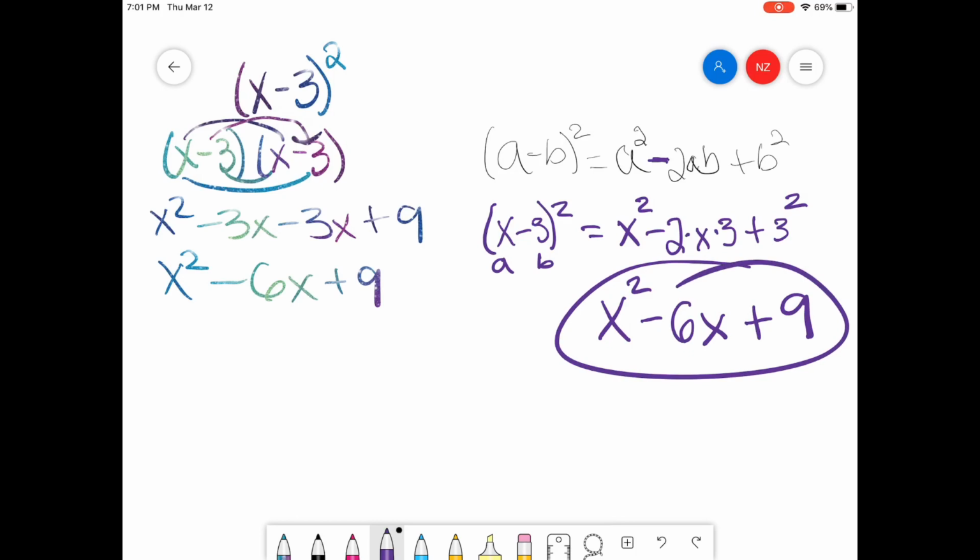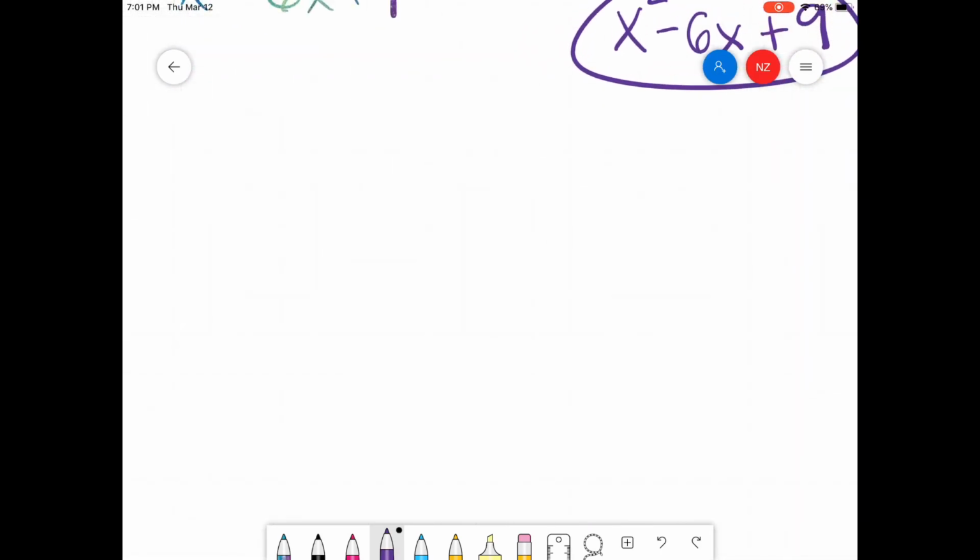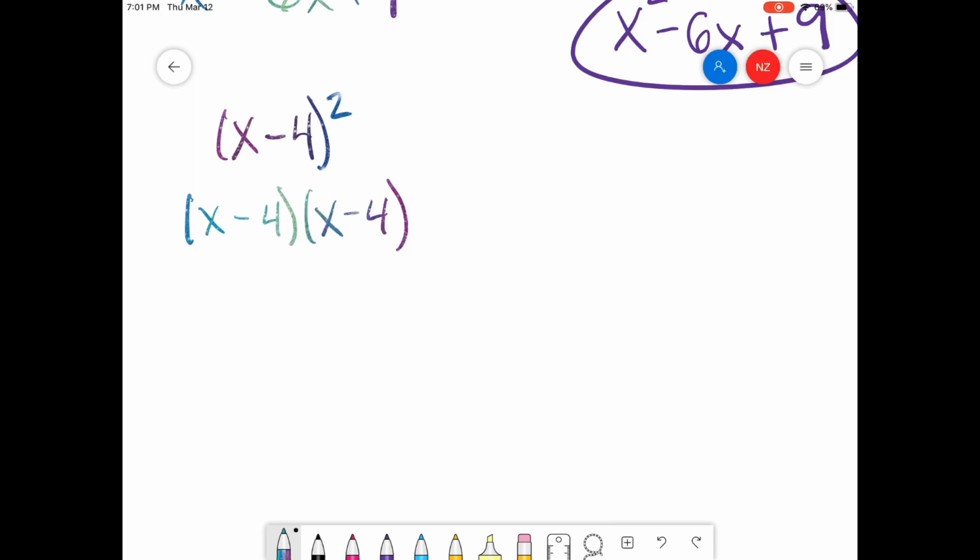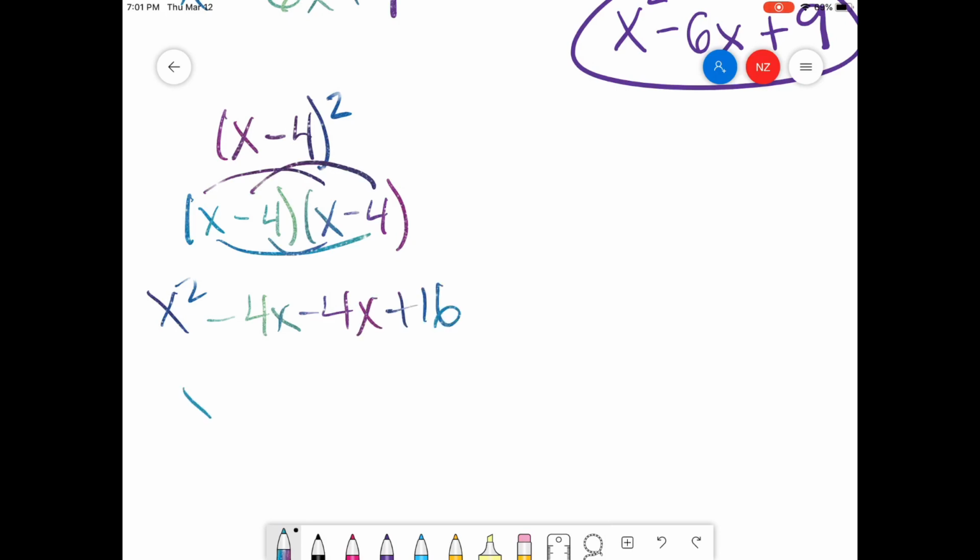Okay, let's take a look at example number 2. Example number 2 will be x minus 4 squared. So if I FOIL this out, I know that this is x minus 4 times x minus 4. And then I have my first term, x squared, negative 4x, and then plus 16. Combine, you have x squared minus 8x plus 16.